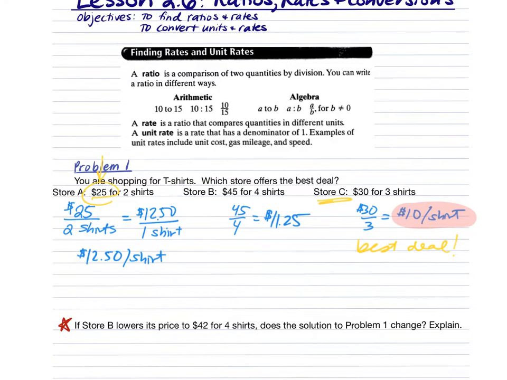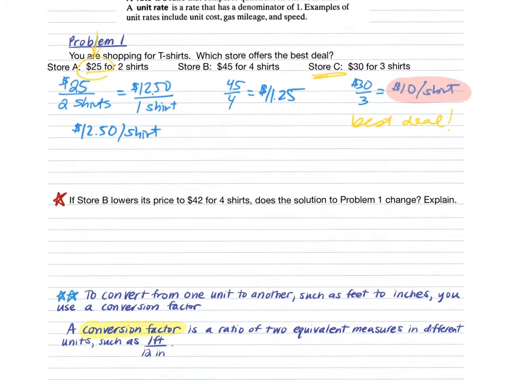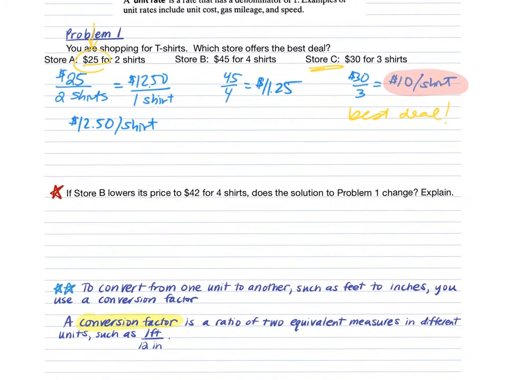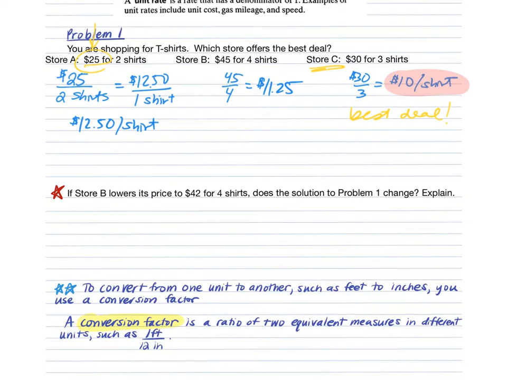Okay, so let's move on to one for you to try. This is just a modification of the problem above. So store B is going to lower its price and see if that changes the solution. So press pause, try this on your own, and then check back for the answer. Okay, and maybe this was obvious. Maybe you didn't even have to press pause because you saw that 40 divided by 4 would be 10, and we already have a 10 per shirt. This is going to be 10.50 per shirt. So no, this doesn't change the answer. This is still the better deal.